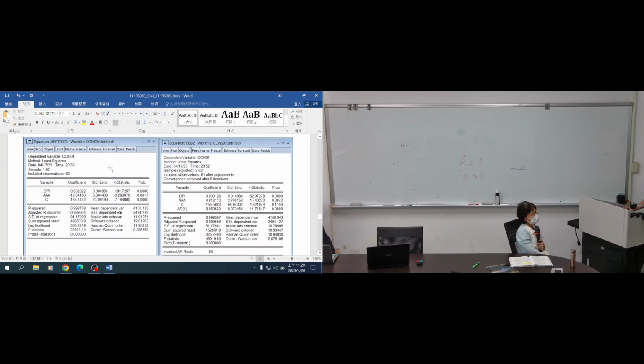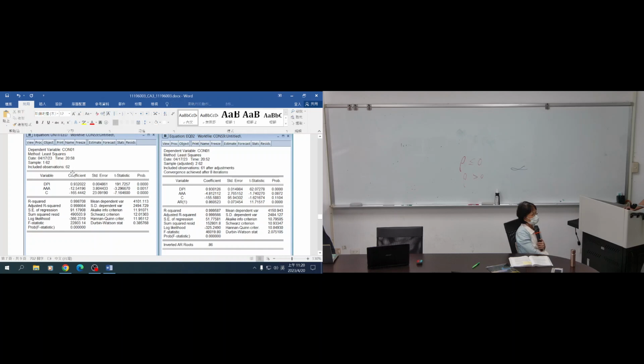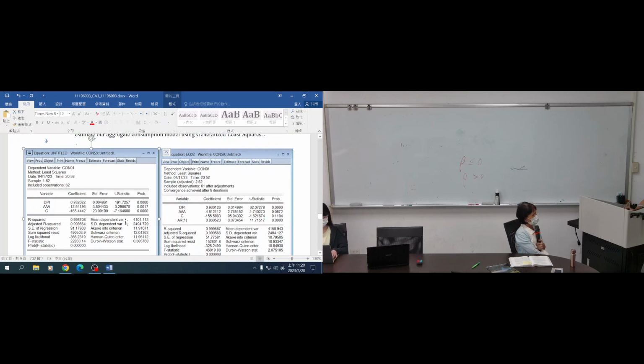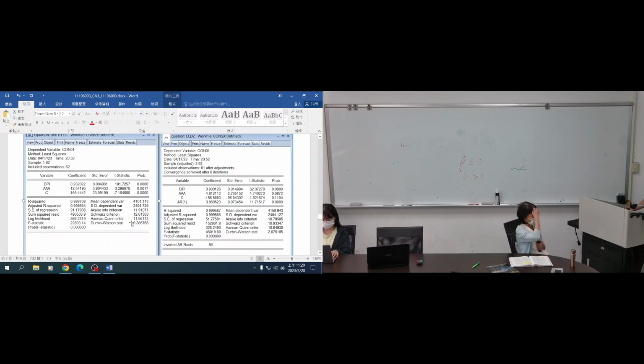Okay? Step 6, GLS. The left-hand side one is the original one here. And the right-hand side one is the one after adding AR1. And as you can see, the Durbin-Watson test here goes from originally 0.38 to 2.07.